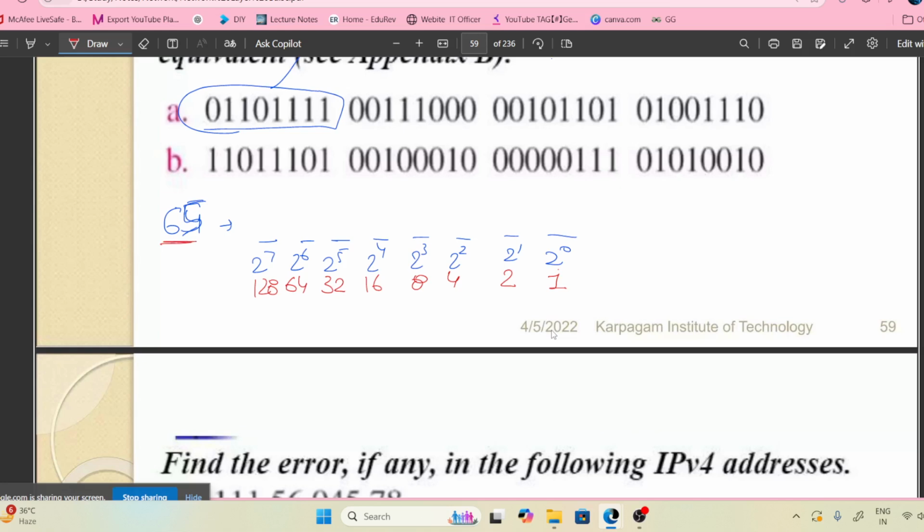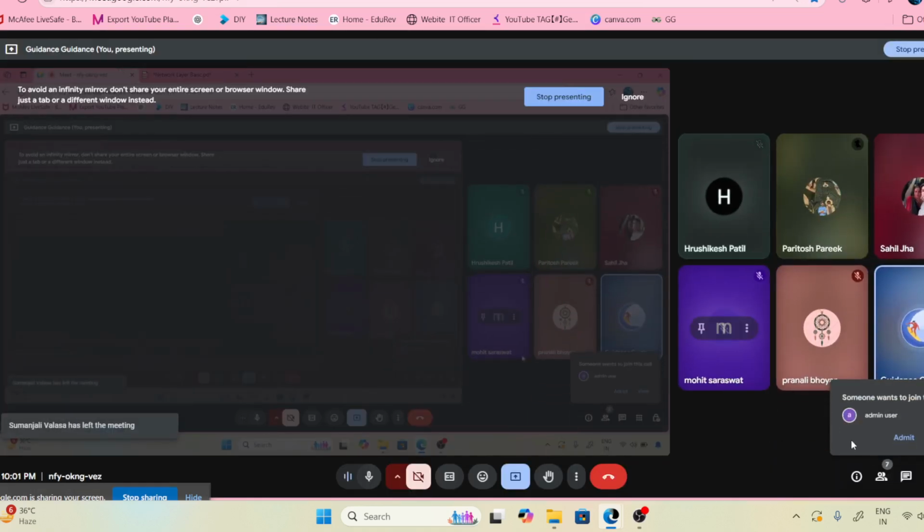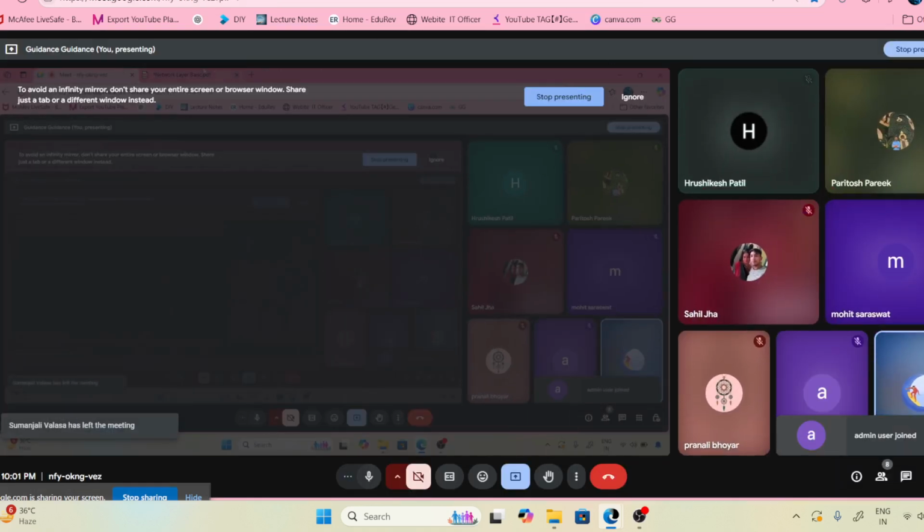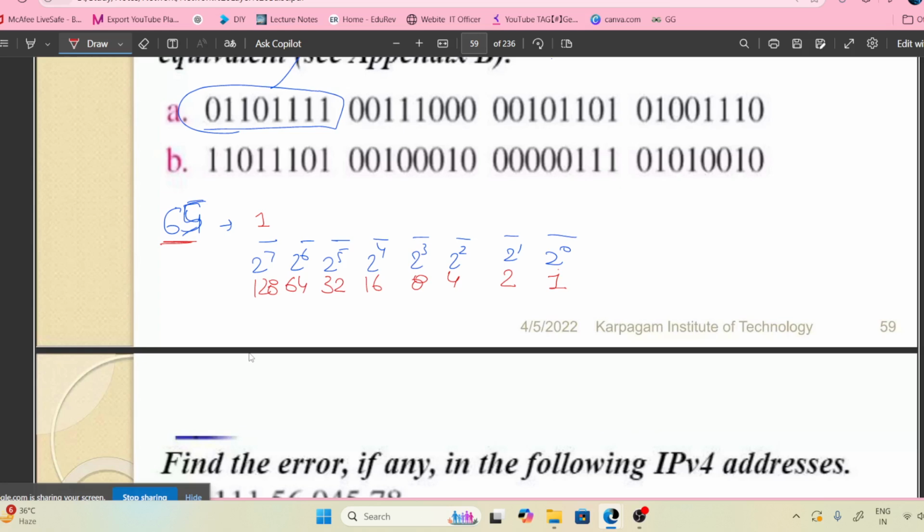So if I write 1 here, it is greater than this number, so I am not able to write this number. Why? Because this number is greater. This number is not available here because it is greater than 65. So I need to write 0 here.